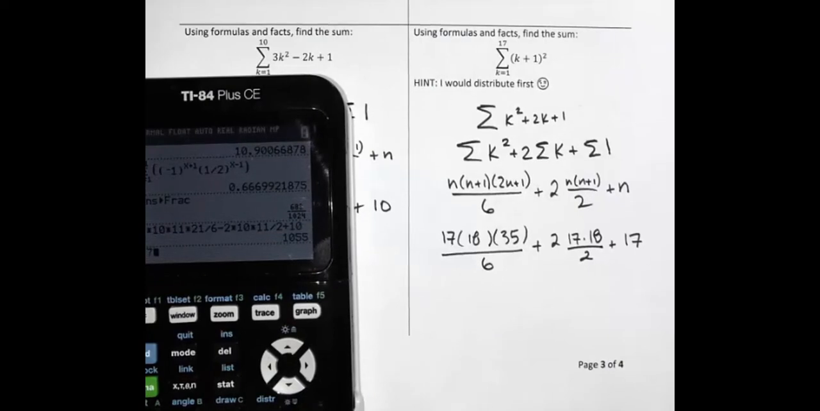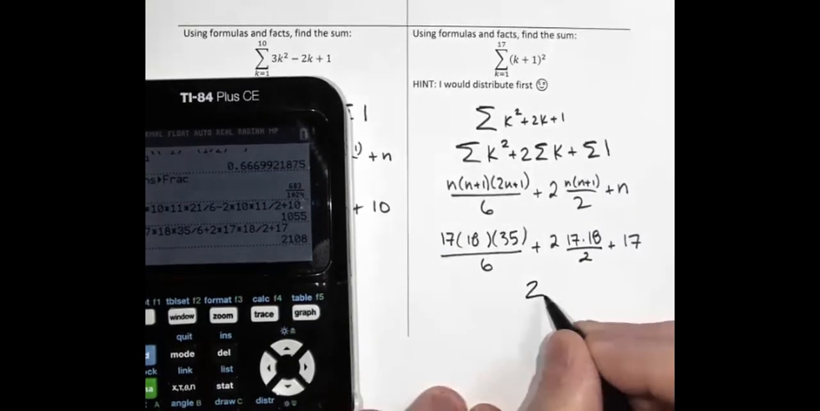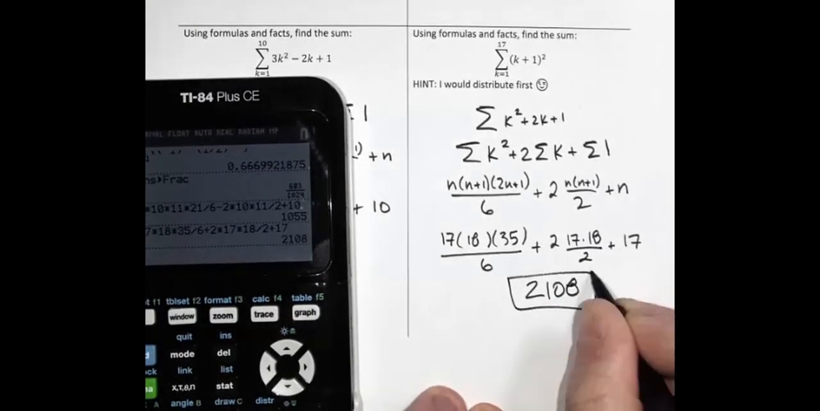So what are we getting here? 17 times 18 times 35 over 6 plus 2 times 17 times 18 over 2, and then added to 17. So there we get the answer of 2,108.